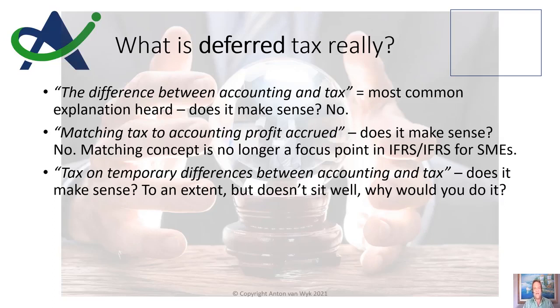Does it make sense to say there's a difference, and that because there's a difference in accounting versus tax, we automatically accrue tax for that in the form of deferred tax? To me, that doesn't make sense. So we need to find a different explanation. Secondly, people say that we are matching tax to accounting profit accrued. Now, maybe some people can find peace in that explanation.